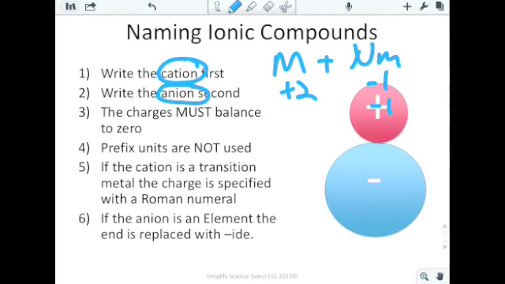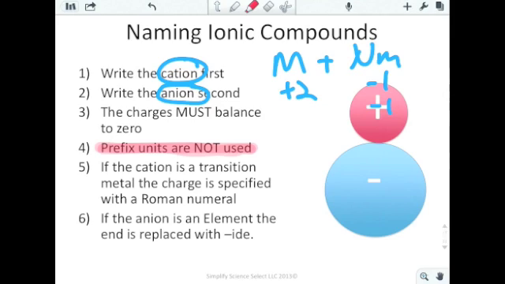And then number 4, this is a reference to covalent bonding, which we'll talk about later, but prefix units are not used. So we're not going to use any prefixes here. That'll make a lot more sense when we talk about covalent, but always keep this in mind. We never use prefixes in ionic bonding. That's only for covalent bonding.